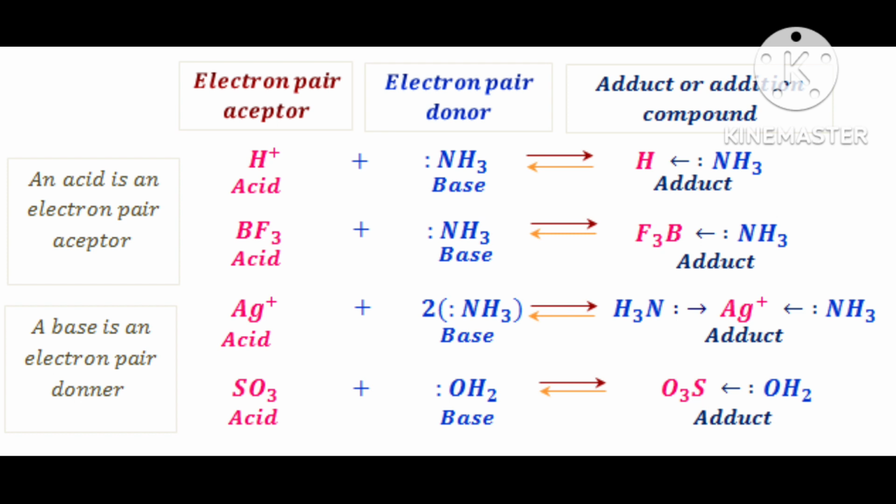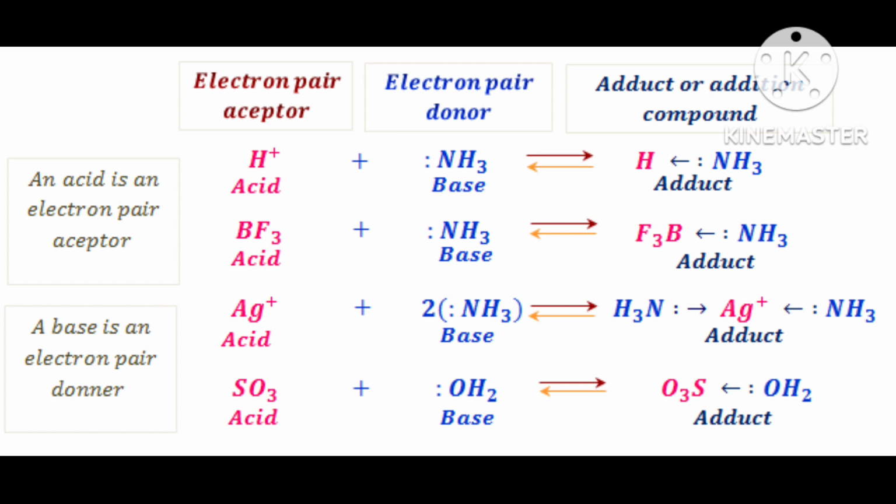Third one, HSO4 1 minus is there. Add 1 H plus, it will form H2SO4. And the fourth one is there, NH3 plus 1 H plus, then NH4 plus. Then these are the conjugate acids. These are called conjugate acids.